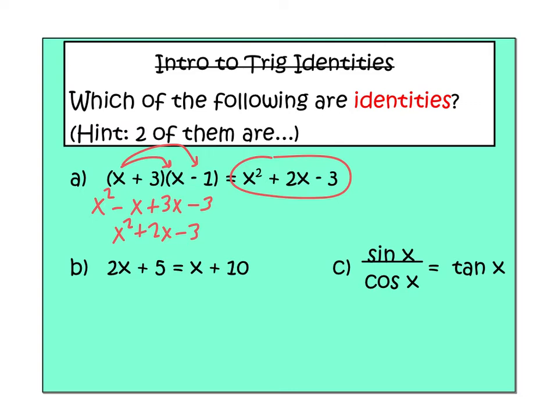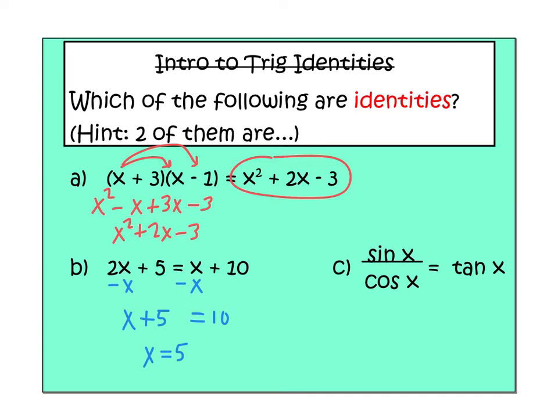What about B? 2x plus 5 equals x plus 10. I guess we could solve for x, subtract x from both sides, get x plus 5 equals 10, and then subtract the 5, get x equals 5. So we solved an equation here. And then part C, sine over cosine equals tangent. We've used that with the unit circle, y over x equals tangent. So that one seems to be true.